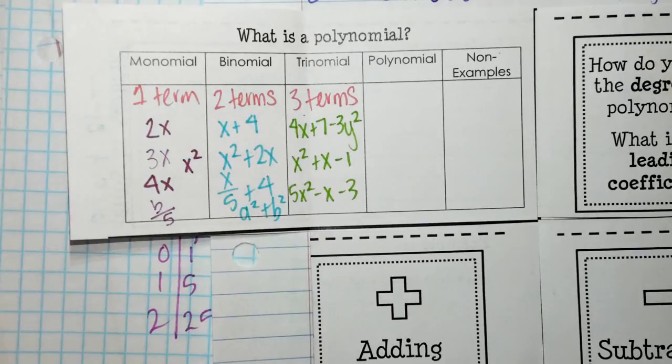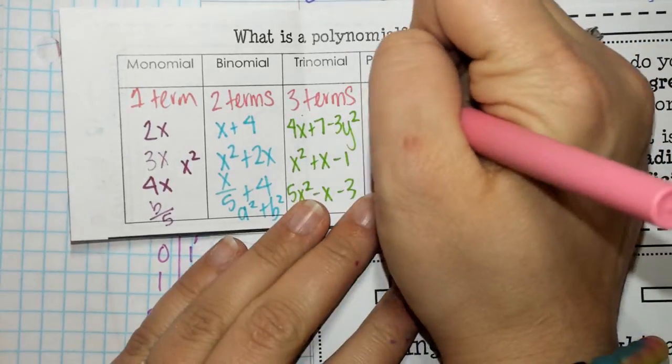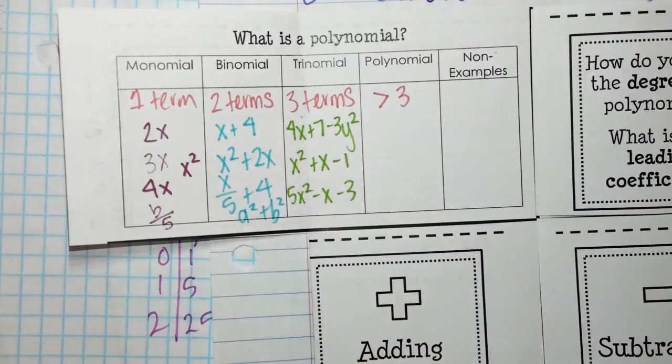Alright, so a polynomial has more than 3 terms. Can I give you a polynomial? 5 terms? Yeah. May I give you a polynomial?